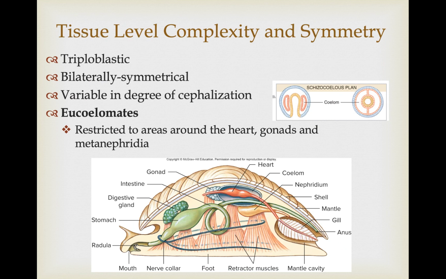These animals are triploblastic, bilaterally symmetrical, and some of them do show a high degree of cephalization, but this varies, and it varies depending primarily on their locomotion abilities. This is the first group that is a eucoelomate. So these are our first eucoelomate animals. And remember, a coelomate is defined by having an internal body cavity, but unlike the pseudocoelomates in which just the outside of that body cavity is lined by mesoderm, now we have the endoderm also lined by mesoderm to give us this fully enclosed mesodermal pouch, which is the true coelom, the eucoelomate condition. It's a relatively small coelom. It's restricted to the areas just around the heart and the gonads and the metanephridia, the excretory structures.